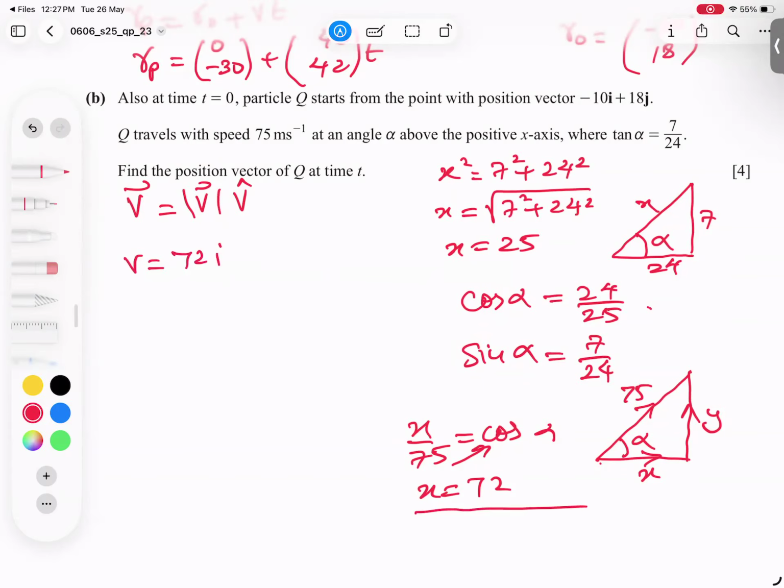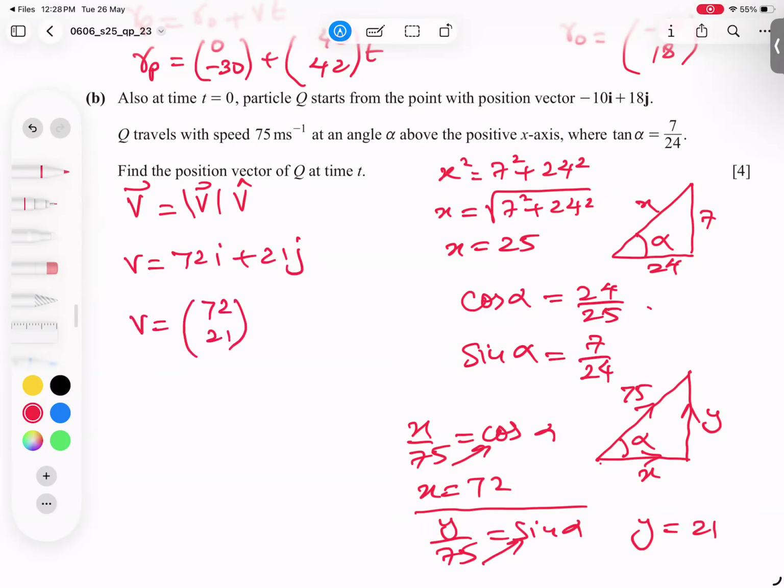And what about the y component? The y component is y over 75 equals sine alpha. And sine alpha value is this. And 75 multiplies there. If it multiplies there, we get what? Y is coming with us as 21. So I'm writing here plus 21j. Now, students, this velocity is clear. I can write in this form as well, no problem at all. This is done. Now we are looking for the same formula.